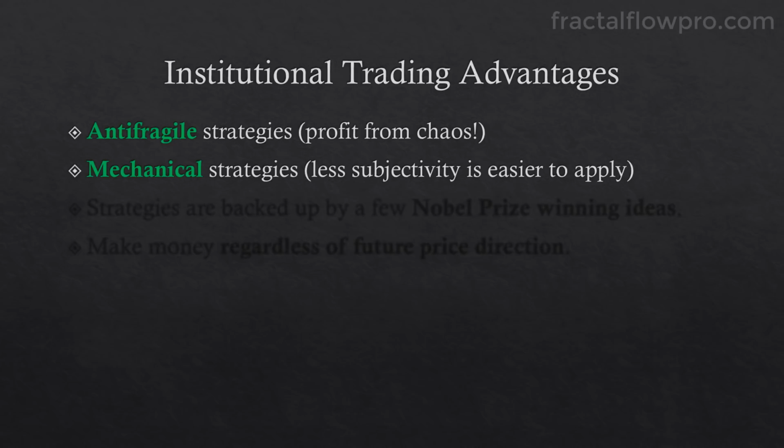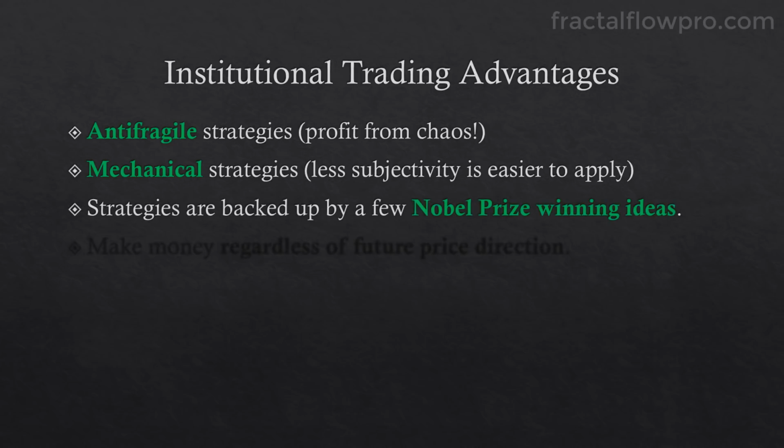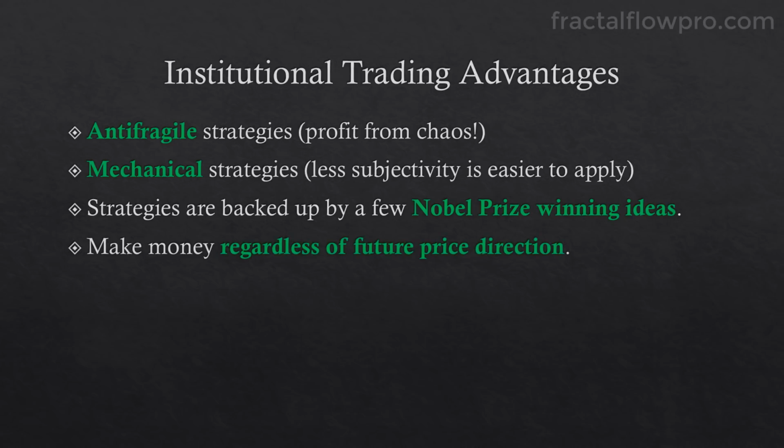A third advantage is that institutional trading is actually backed up by hard science. Many of the strategies involving stock options in the institutional paradigm involve several Nobel Prize winning ideas, which is the highest award in science. So these strategies are the best that science has to say about how to make money in the markets. Another very interesting advantage is that by trading volatility, you can make money regardless of price direction, which is a huge relief to traders who are used to speculating about future price direction.